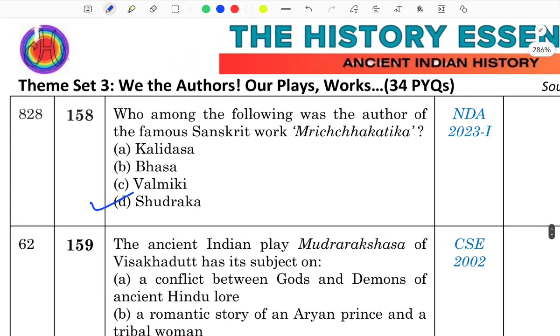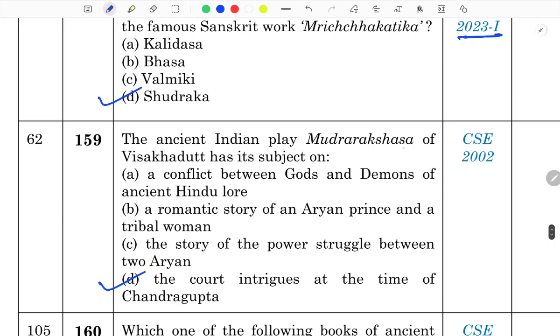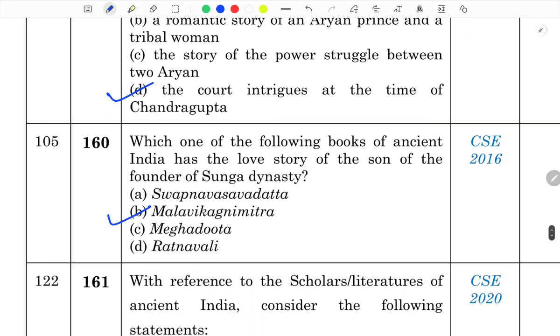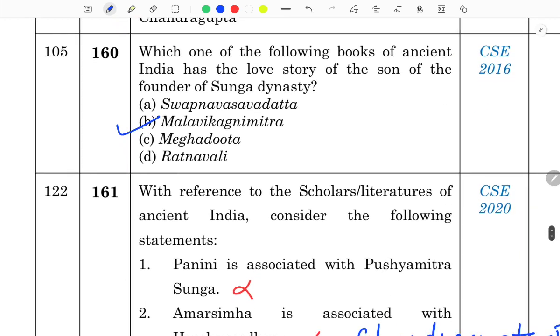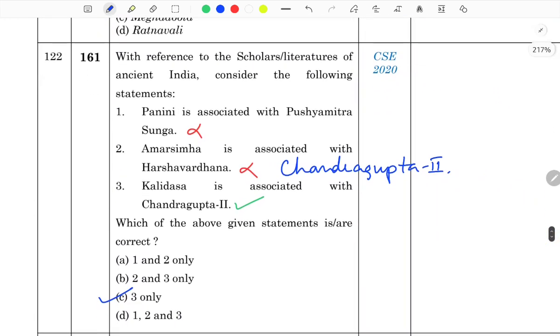Who among the following was the author of the famous Sanskrit work Mrichchhakatika? Shudraka. It is still appearing in 2023 in such a simple way, so you can get such questions also. The ancient Indian play Mudrarakshasa of Vishakhadatta has its subject in the court intrigues at the time of Chandragupta. Again, which one of the following books of ancient India has the love story of the son of the founder of the Shunga dynasty? Malavikagnimitra. This was a bit different.